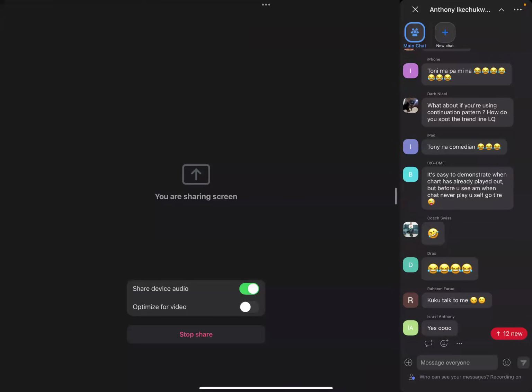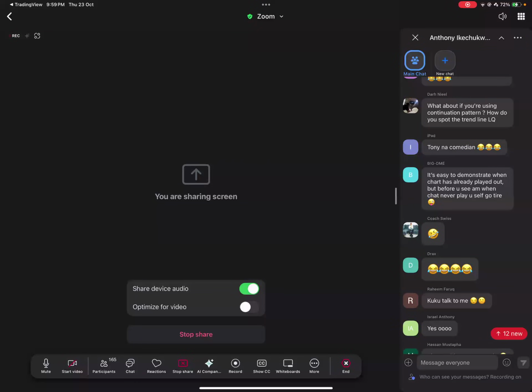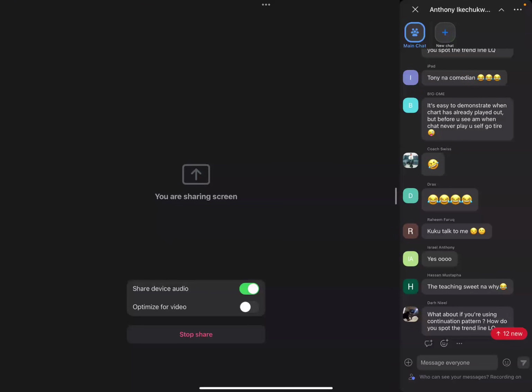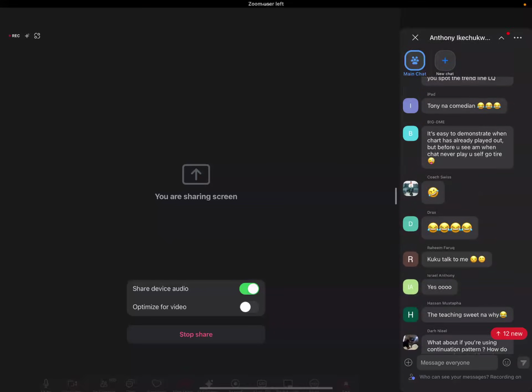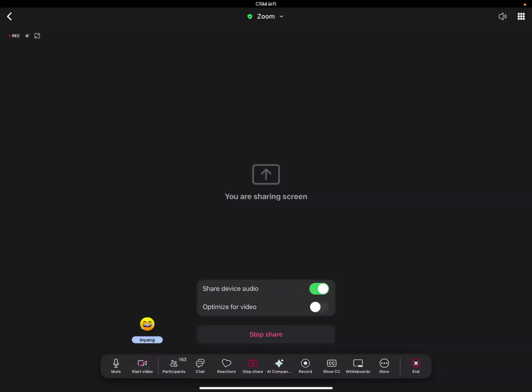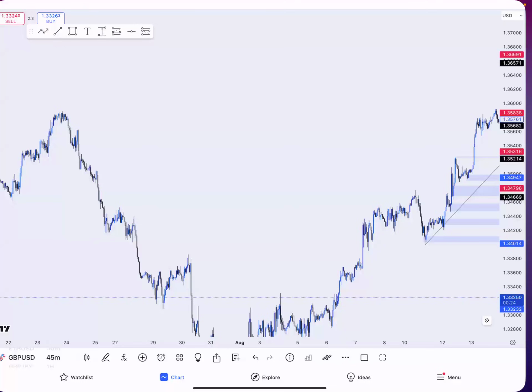So that is one of the most common. See how many pairs I've checked now: GBP USD, GBP JPY, Gold, BTC USD. It's across every single pair. Trendline liquidity is one of the most common types of liquidity that you can have in the market. Do you understand? I've used 1 hour to talk about trendline liquidity.